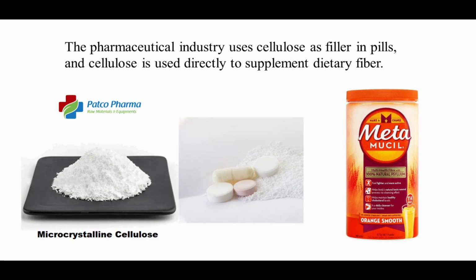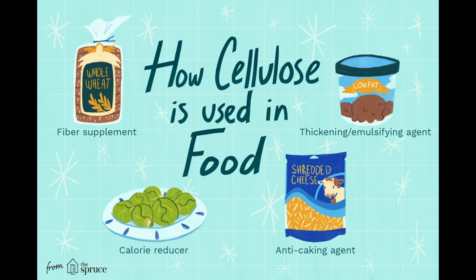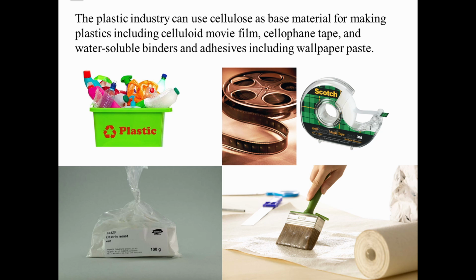The pharmaceutical industry uses cellulose as filler in pills, and cellulose is used directly to supplement dietary fiber. The food industry uses cellulose as a thickener, emulsifier, or to reduce caking in processed food. The plastic industry can use cellulose as base material for making plastics including celluloid movie film, cellophane tape, and water-soluble binders and adhesives including wallpaper paste.